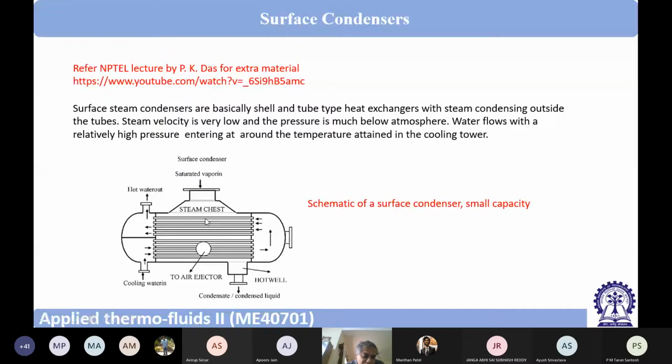So air molecules will surround the tube, and air molecules will make some sort of a blanket near the tube. So it will reduce the rate of heat transfer. Obviously, the resistance will increase and it will reduce the rate of heat transfer.